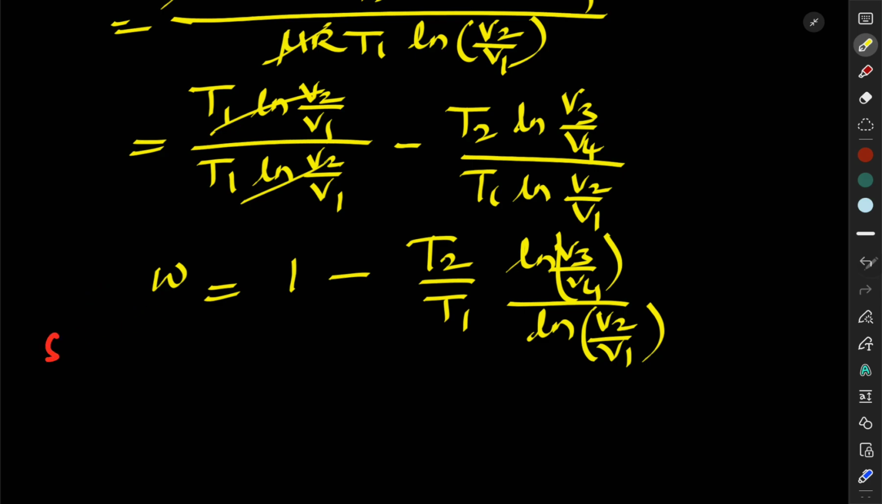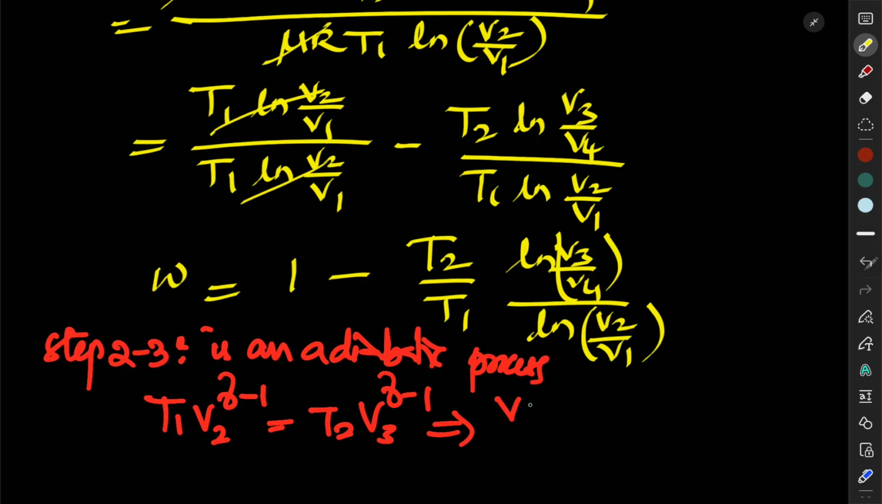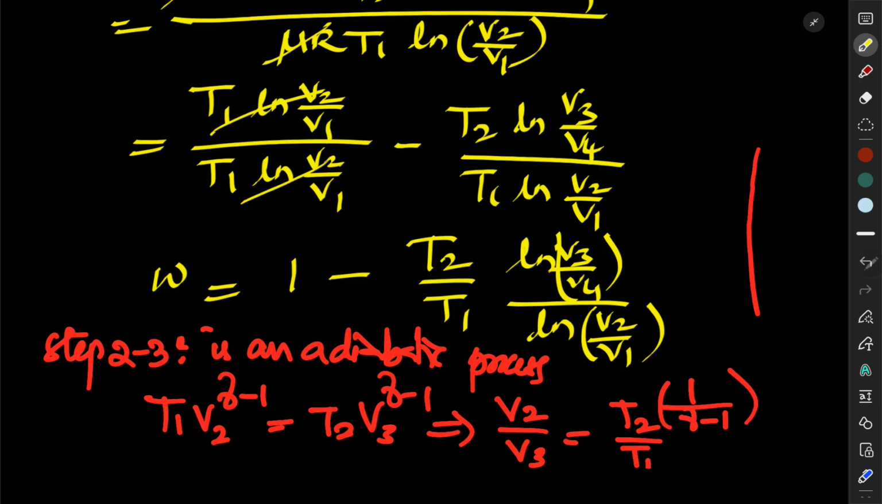See, step 2 to 3 is an adiabatic process. So what we can do is write T1 V2 to the power gamma minus 1 is equal to T2 V3 to the power gamma minus 1. From this we can write V2 divided by V3 is equal to T2 by T1 to the power 1 by gamma minus 1. Due to being an adiabatic process, we can write like this.